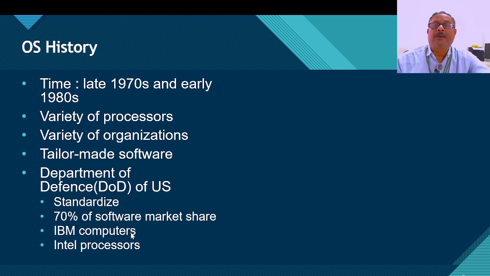The DoD was using IBM computers, and IBM computers in turn were using Intel processors, and through this, what happened is that IBM's format, IBM's organization, and Intel's architecture, Intel's instruction set, Intel's pin diagrams, and all that became a standard.